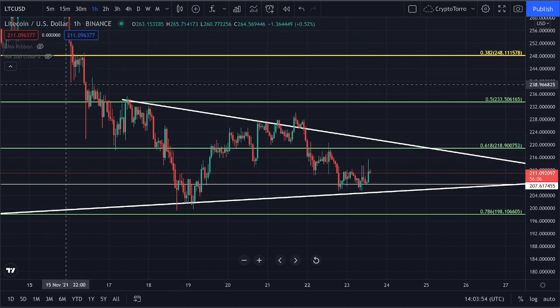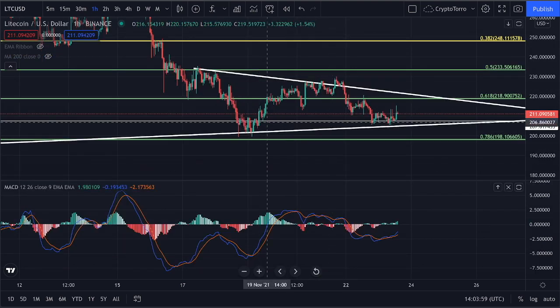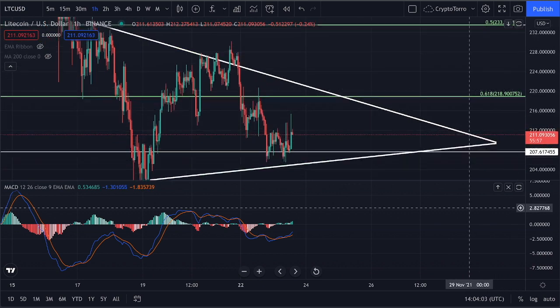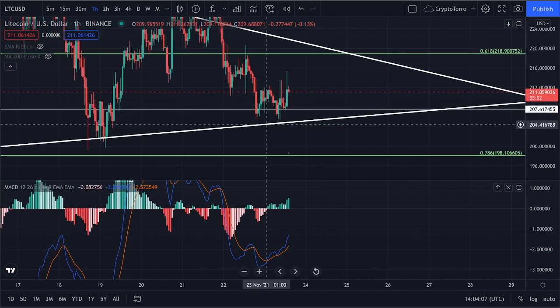Well, this being said, I would like to discuss something else. I would like to discuss the MACD. On the MACD, what you can clearly see is that we are experiencing momentum towards the upside right now. We are seeing this increase in momentum. We are also seeing this increase in price action.